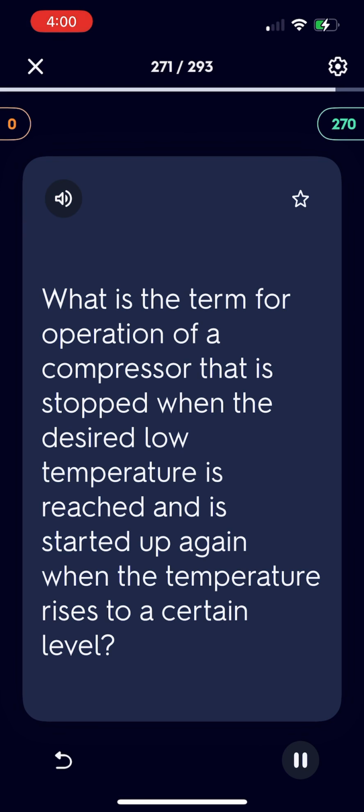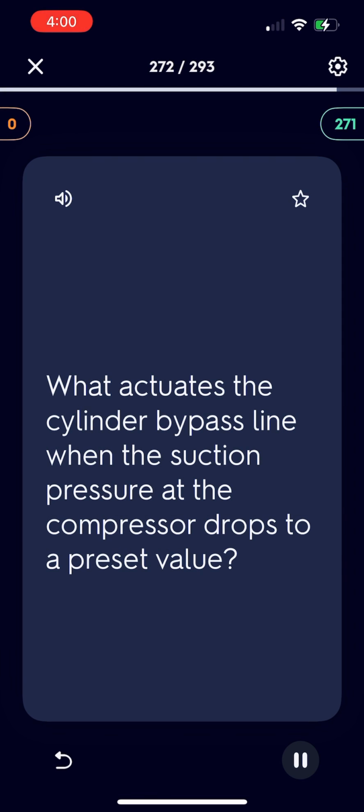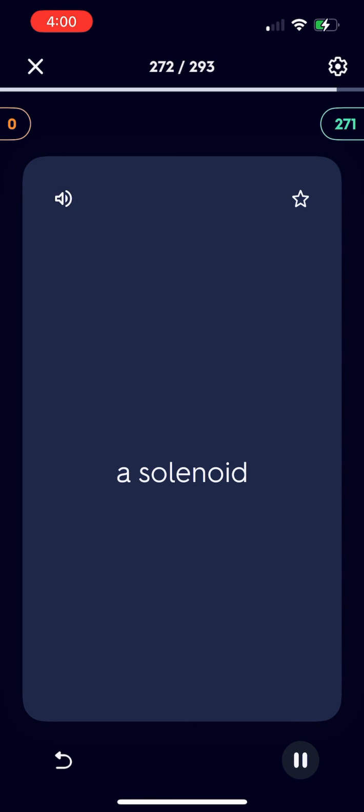What is the term for operation of a compressor that is stopped when the desired low temperature is reached and is started up again when the temperature rises to a certain level? Intermittent operation. What actuates the cylinder bypass line when the suction pressure at the compressor drops to a preset value? A solenoid.